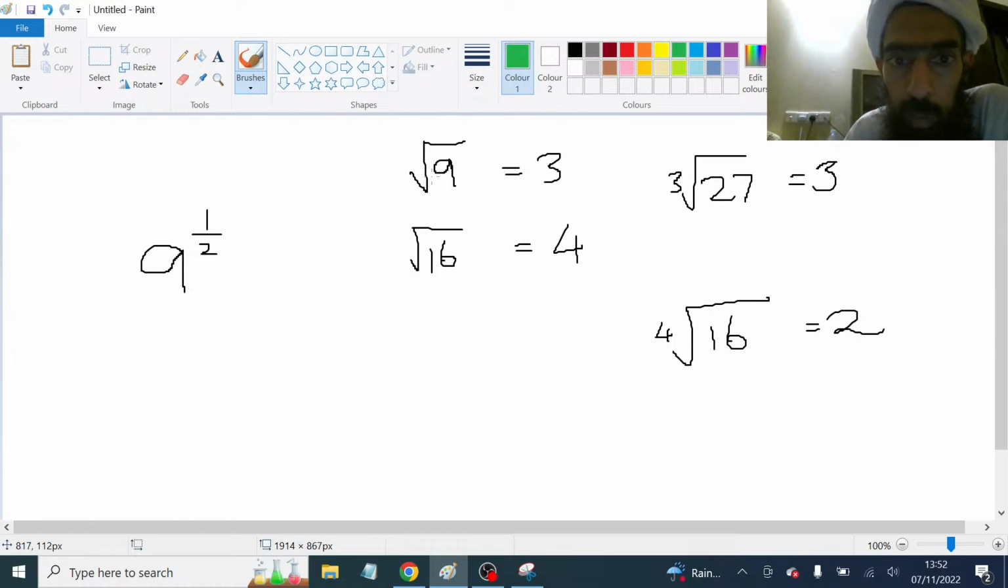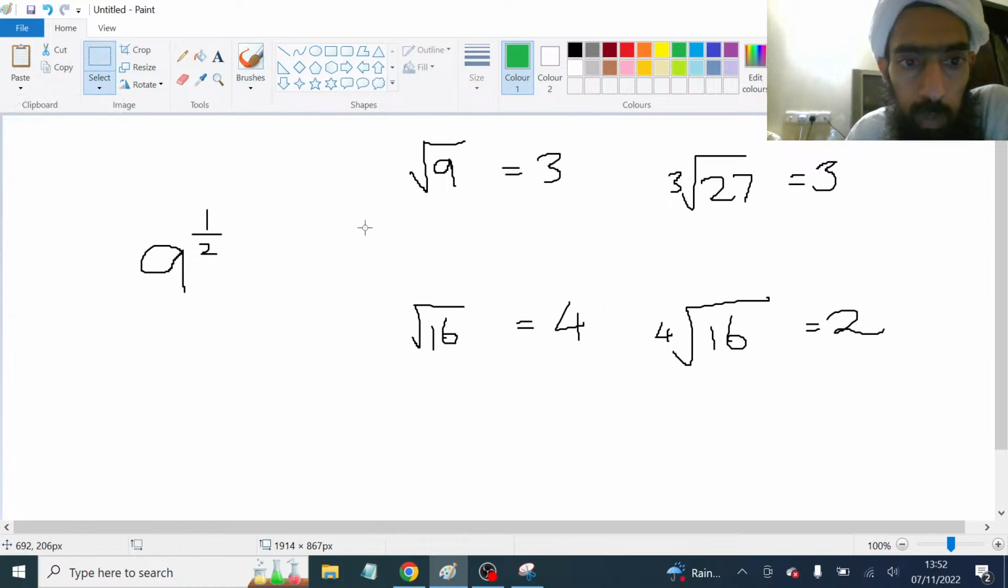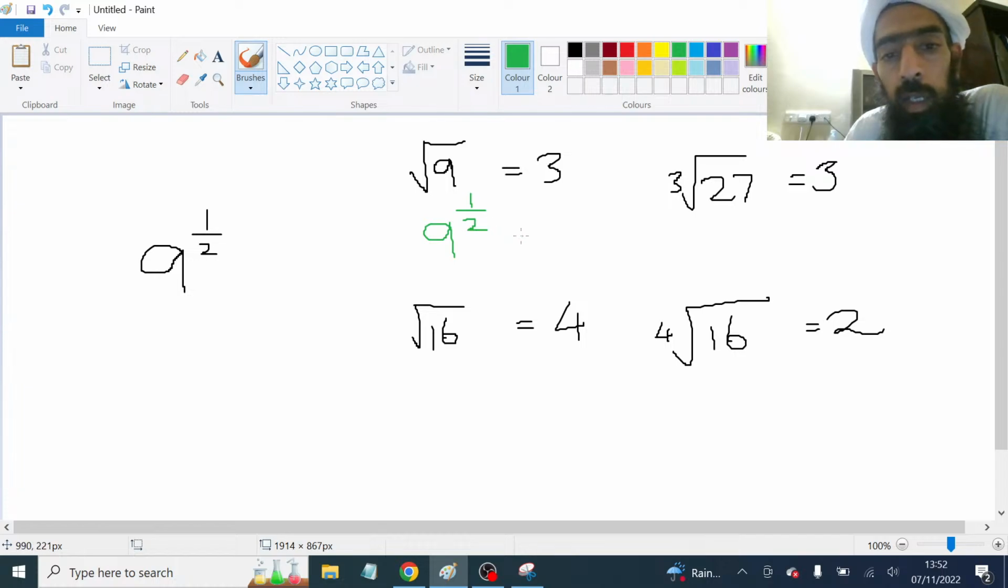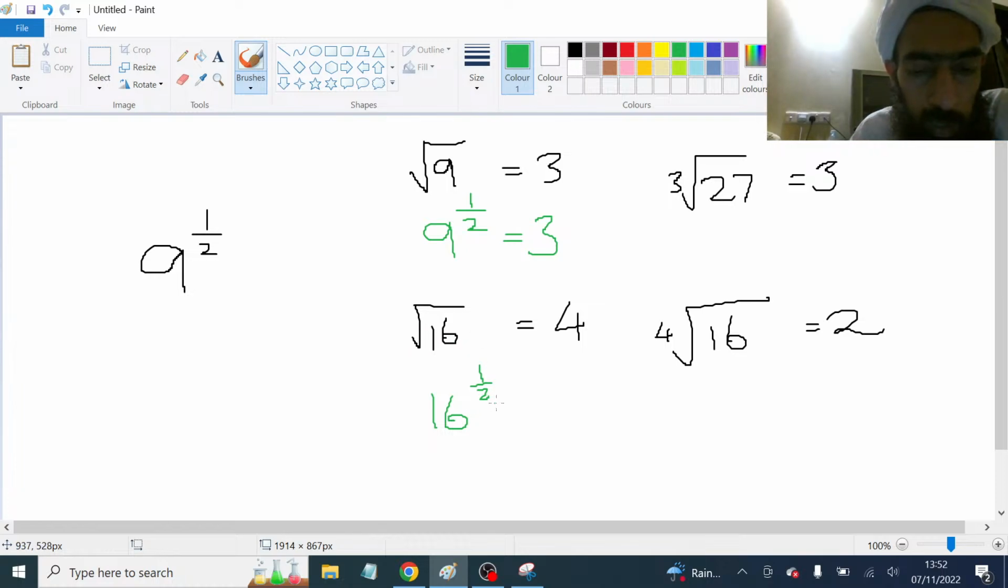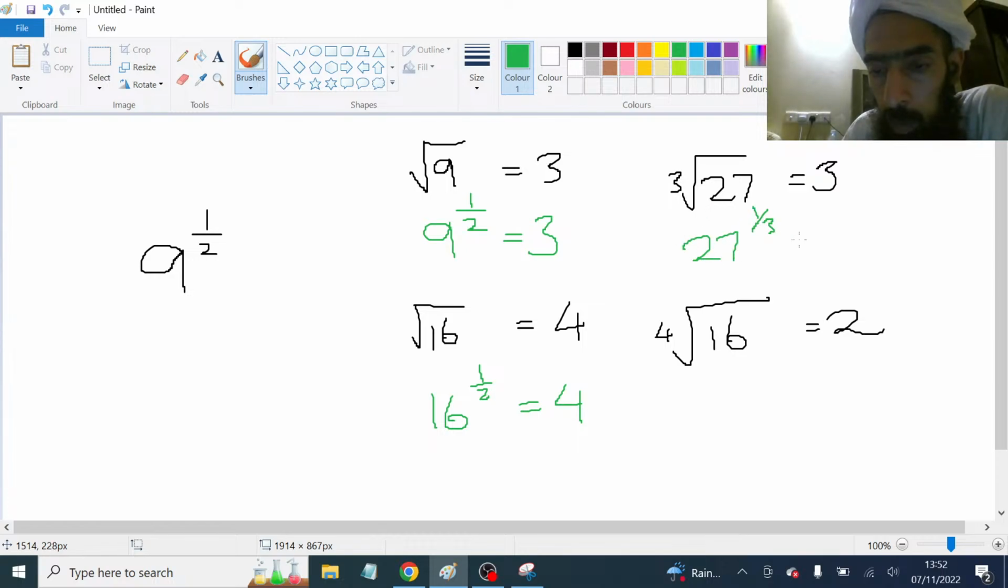So this lesson is just about understanding that there's a different way to write the same question. Square roots can be written, instead of the square root sign, with a power which is the fraction half. So 9 to the power half just means square root of 9. Square root of 16 can be written as 16 to the power half. Cube roots can be written as a power of a third, so 27 to the power of 1/3. Fourth roots can be written as a power of 1/4.